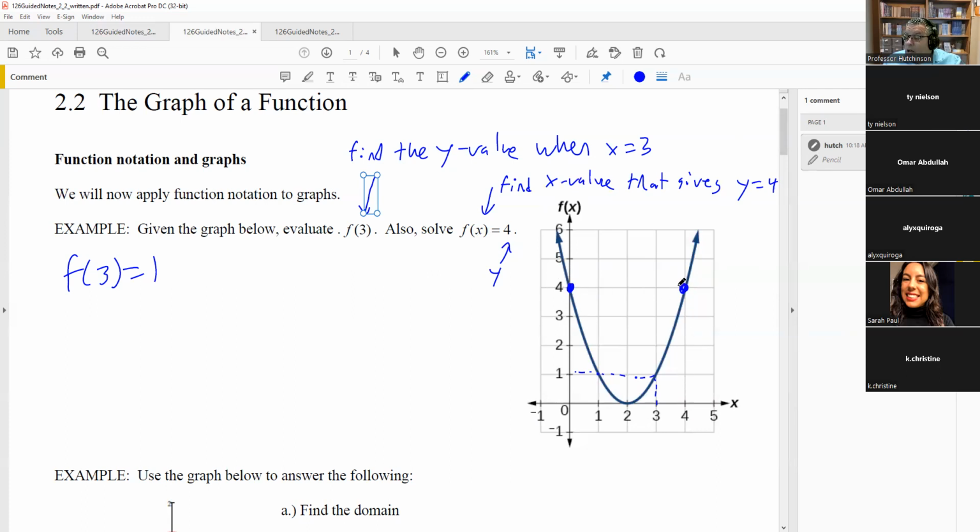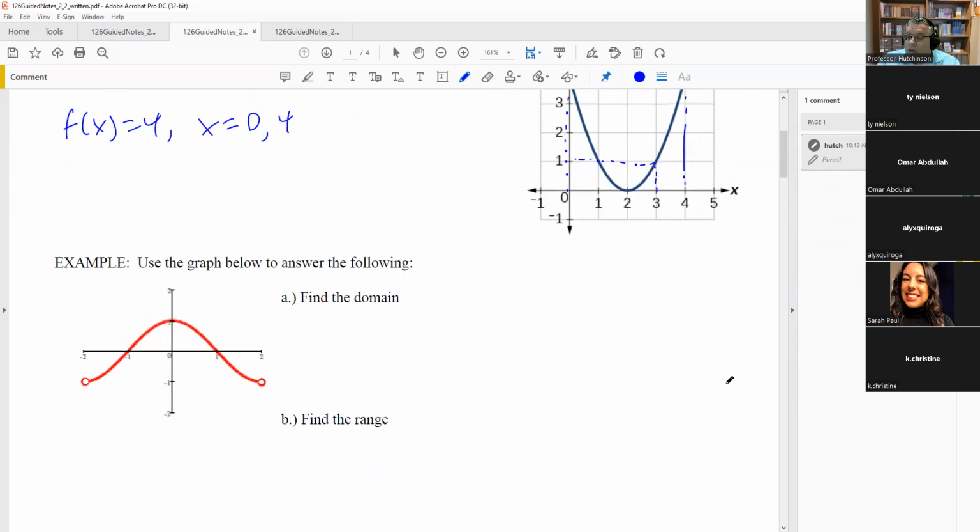Now I just need to look at what x values correspond to that. I have 0 and I have 4. So if f of x equals 4, then x is equal to 0 and 4. Okay, so that would be the answer to the second question. I get two answers, x is 0 and x is 4. So that's how you do that one. Again, just reading that off of the graph, that's the only thing that asks us to do. So that would be my answer on that. f of 3 is 1, and then x is equal to 0 and 4 on the second part.